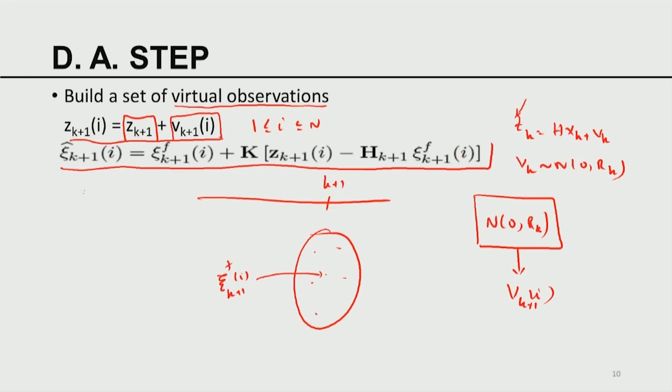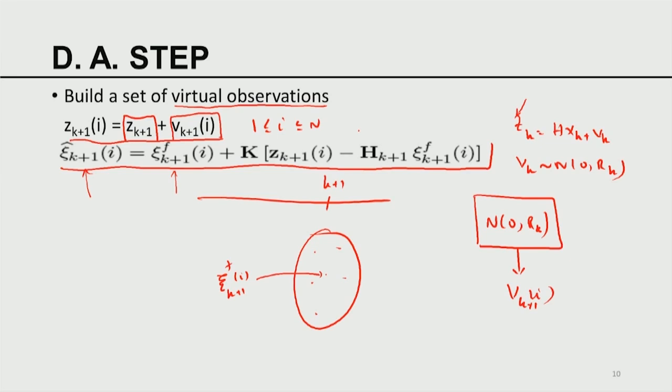So what is this? This is the estimate of the analysis. This is the estimate of the forecast. Forecast plays the role of a background. Z_{k+1} minus this term is the innovation. I am multiplying by a Kalman gain. So what is the rub here? How do you compute Kalman gain?